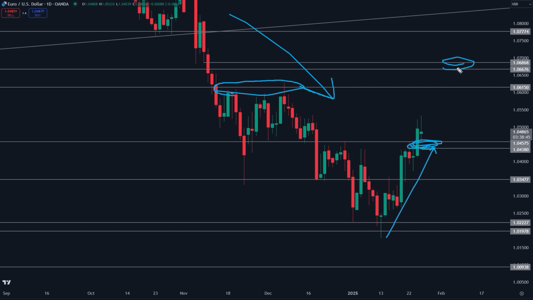All right, that's just me personally. That's how I like to trade. That's how I've found success over the years. Now, let's take a look at the DXY.